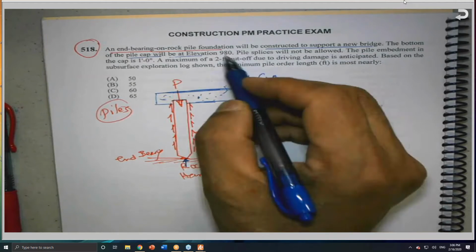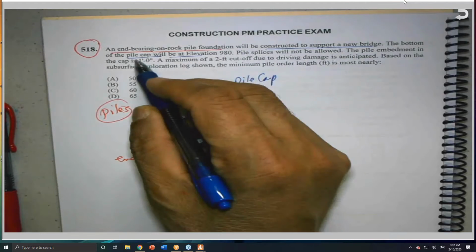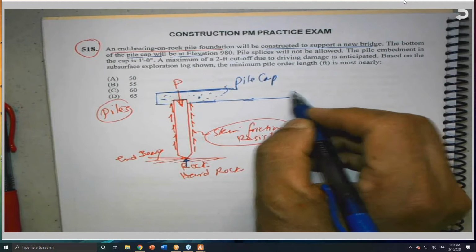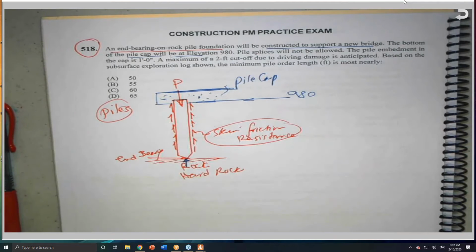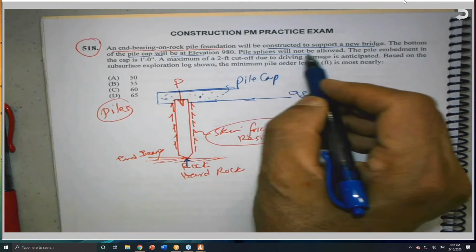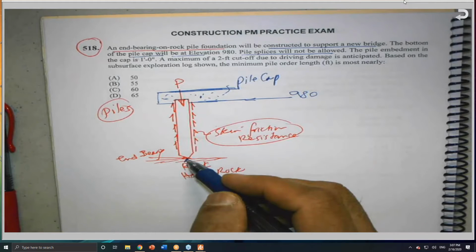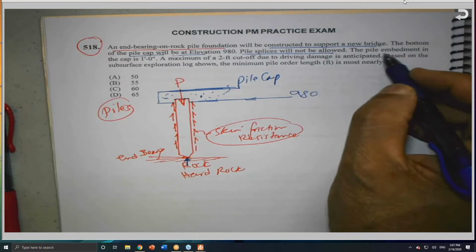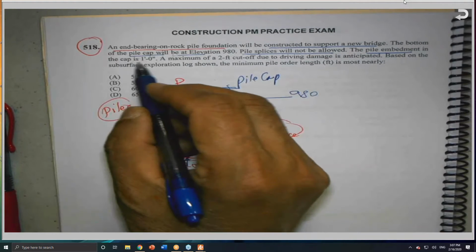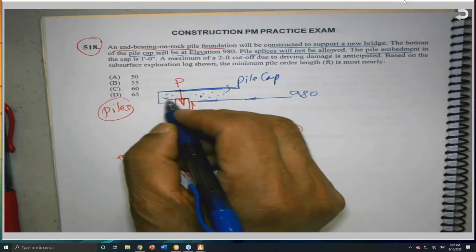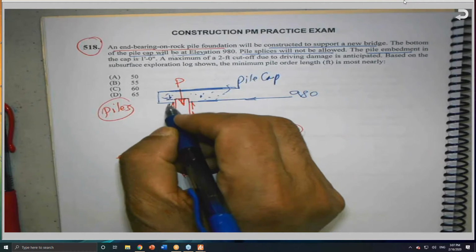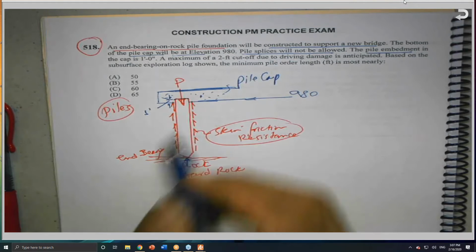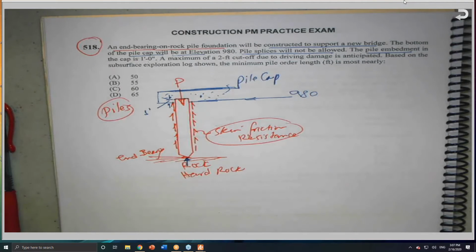So the elevation of the bottom of the pile cap is 980. Pile splices will not be allowed, so the pile must be one continuous pile, no splices at all. The pile is embedded in the pile cap 1 foot, from here to here.